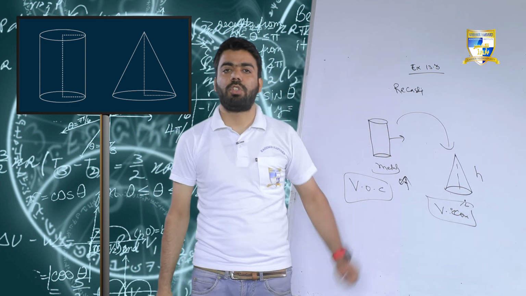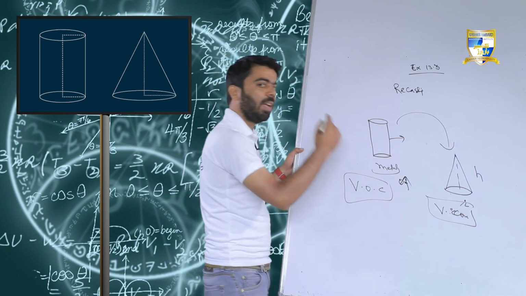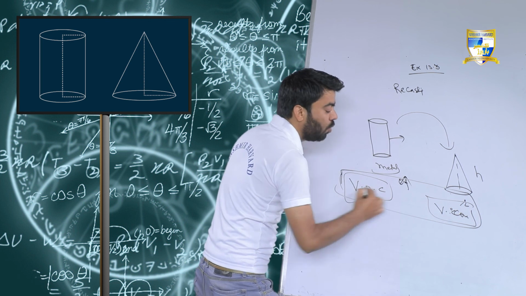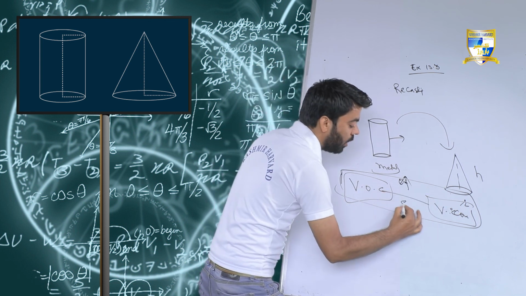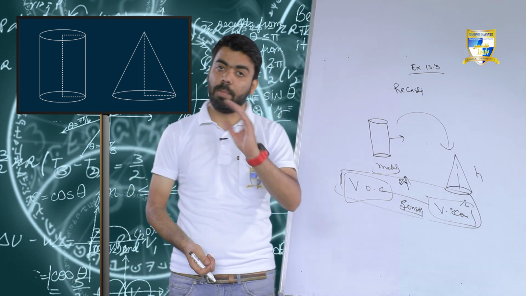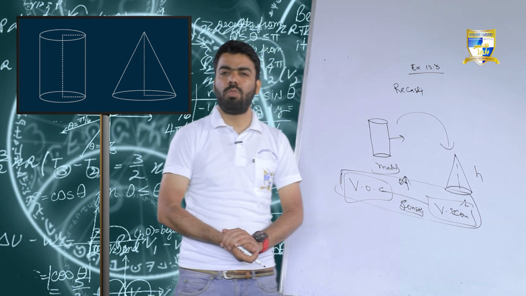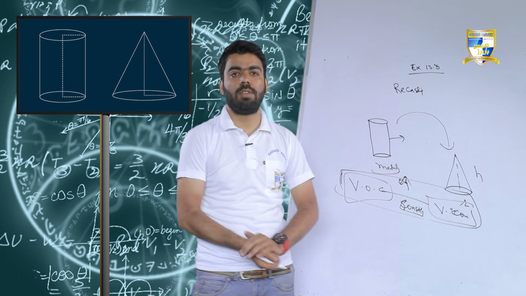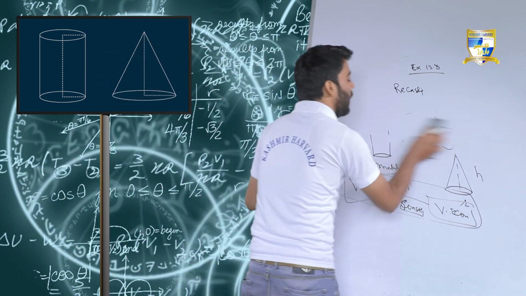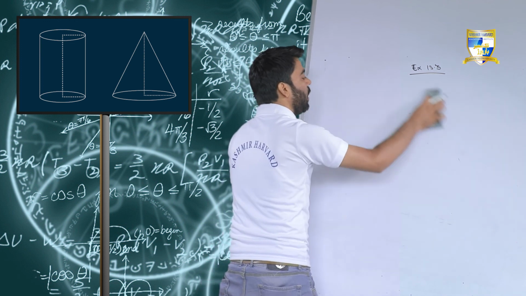In these types of questions, we have to follow one approach. That is, before the recasting and after the recasting, the volume of the two objects remains constant. That means V1 is equivalent to V2. We have to use this approach in this exercise to solve all the questions. So let us take question number one from exercise 13.3.